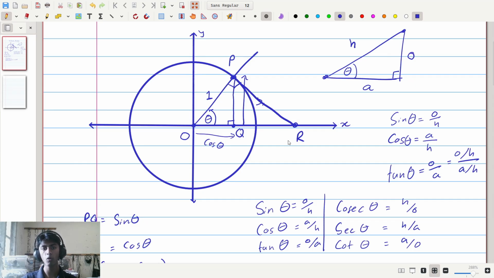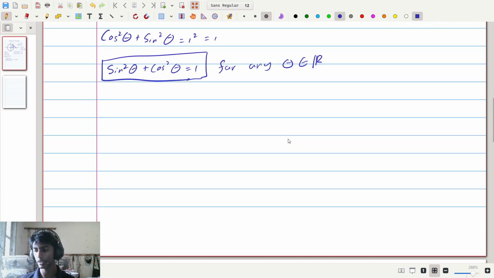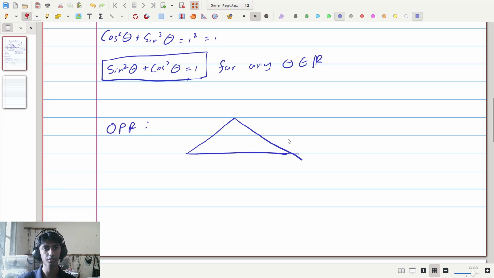Considering the triangle OPR, if I draw it separately, we have this triangle here: a horizontal line, a line like this and a line like that. We'll erase the excess because it's nice that way. Now we have this triangle. In this triangle, this point here is the origin. This was theta, this point was P, this point was R, and this was 90 degrees.